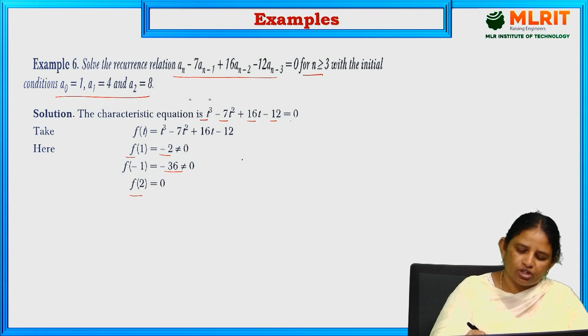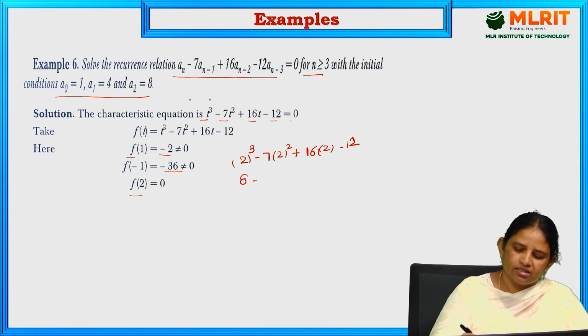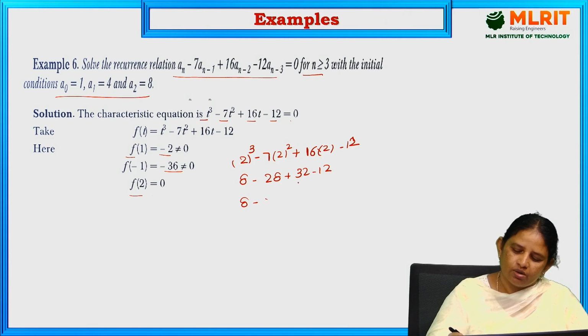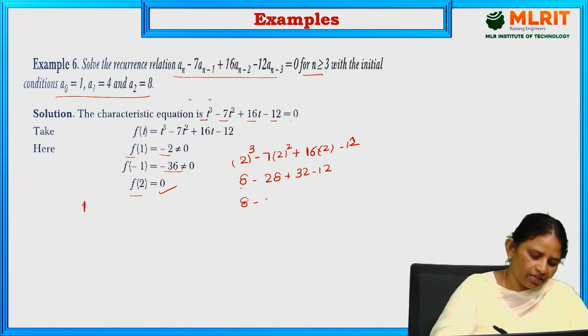So t equal to 2 means 2 cube minus 7 into 2 square plus 16 into 2 minus 12. That is 8 minus 28 plus 32 minus 12. So 8 minus 28 minus 12, minus 32, that is 40. Here it is 40, here also 40. That is equal to 0. One of the factors is 2, that is t minus 2.